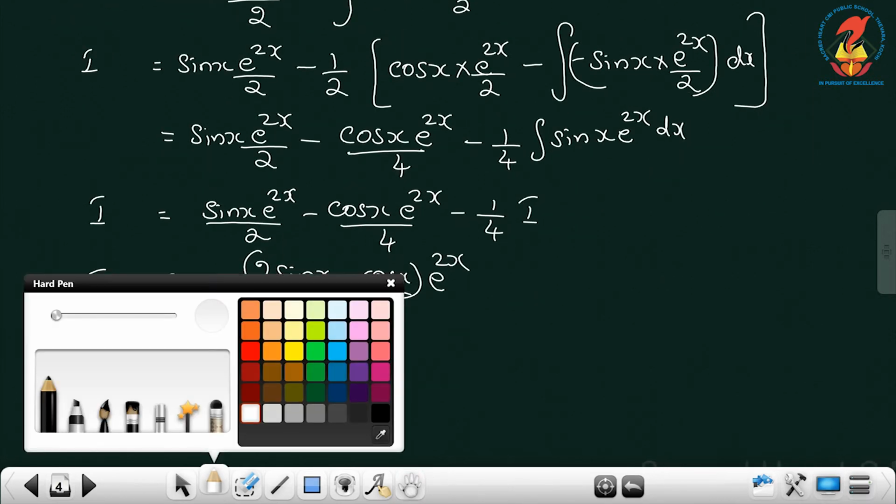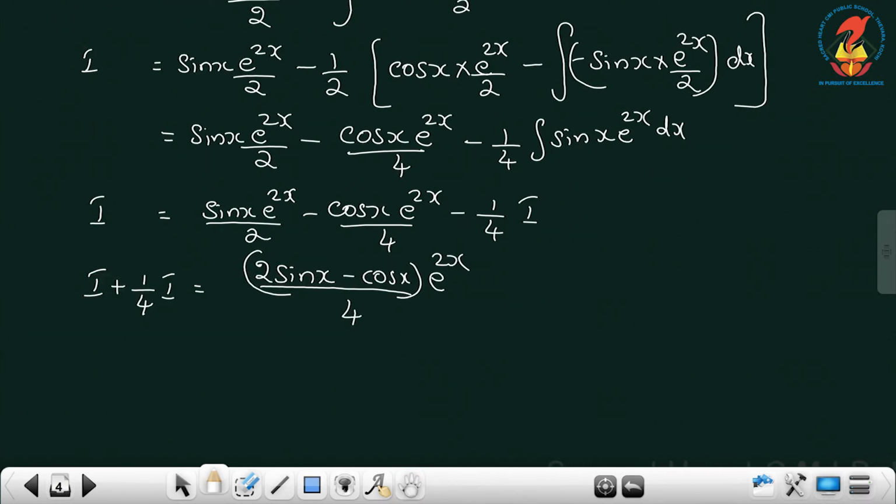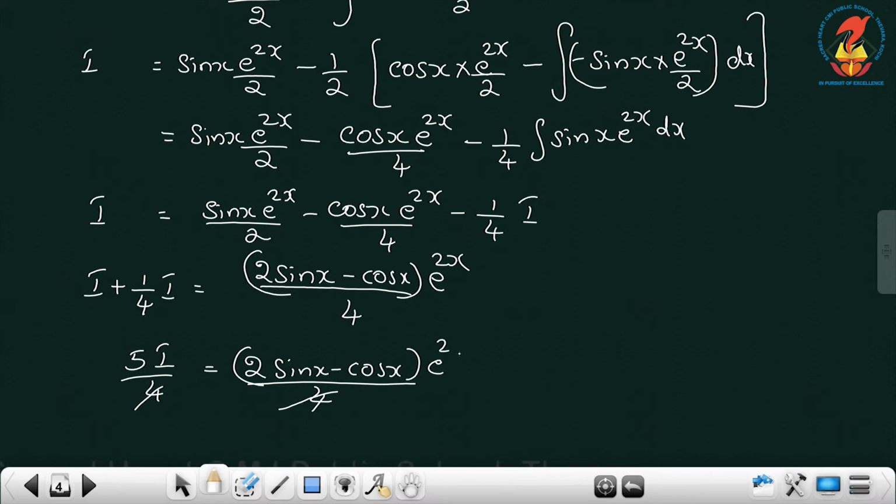Okay. So it is 4 plus 1 is 5i by 4, 2 sin x minus cos x by 4. So this 4 and 4 cancel, e raised to 2x. What is I? I is equal to 1 by 5 of 2 sin x minus cos x e raised to 2x. This is the right hand side.